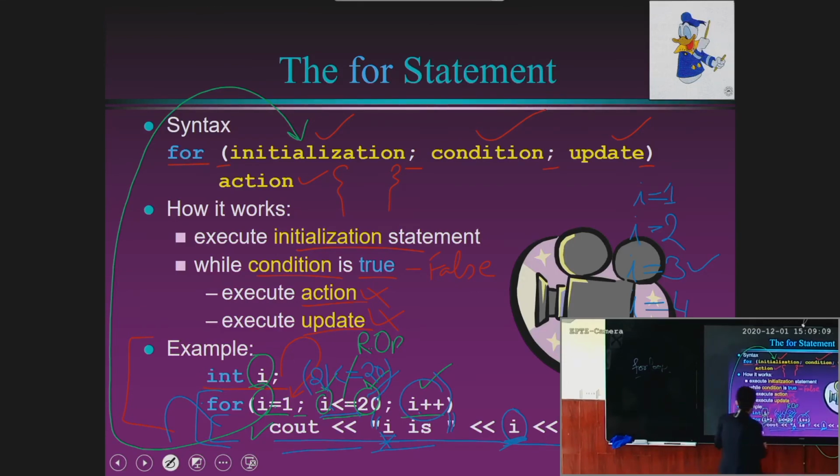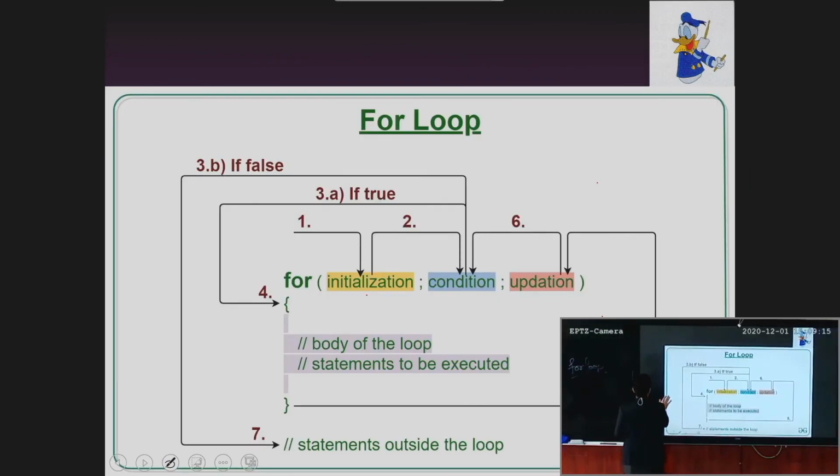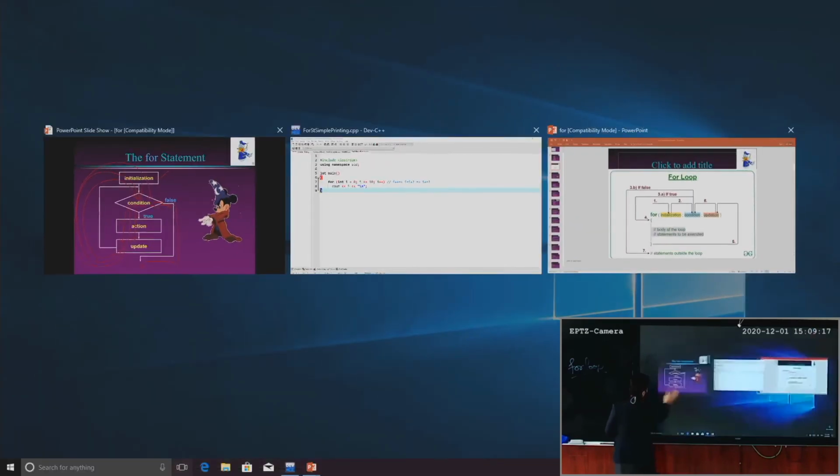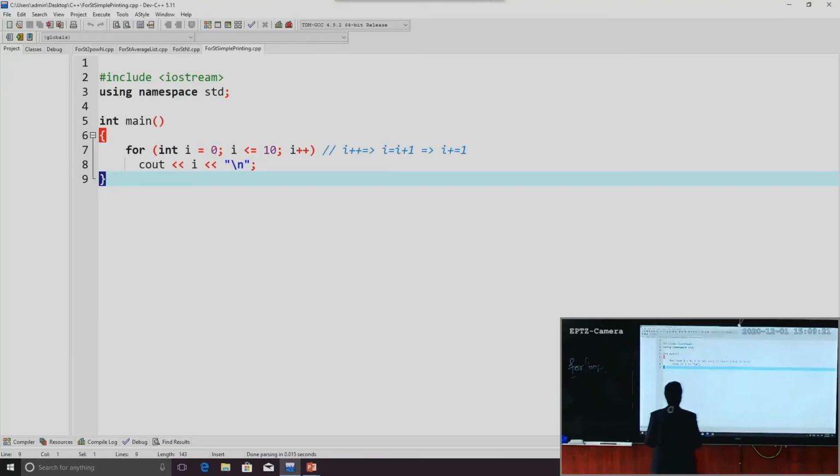So this is the overall phenomenon of the for statement, and let's see how we can execute this program in our Dev C++.